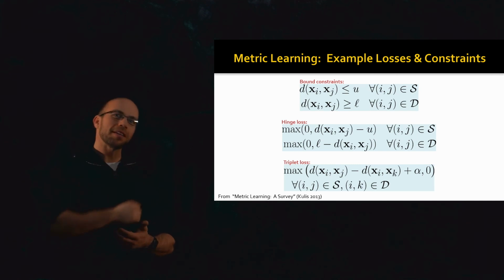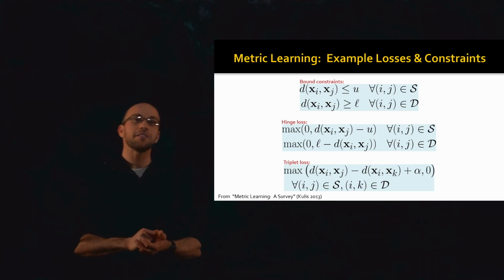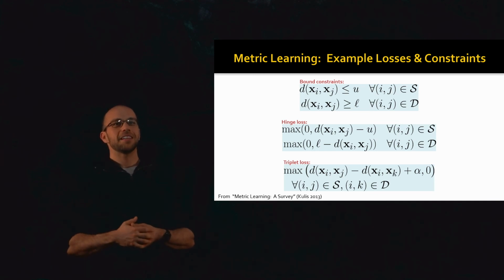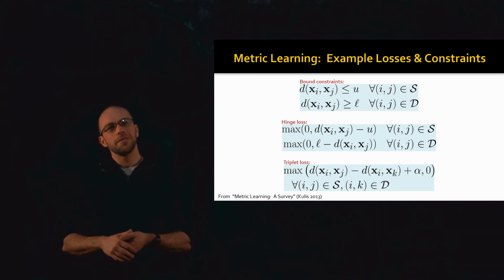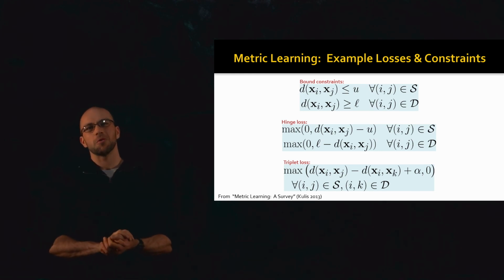There are many different ways that you might learn distance metrics given very weak signals, as opposed to the strong signals we've considered earlier in this class. So a very typical thing to do is to assume that we have sets S and D, which stand for similarity and dissimilarity.